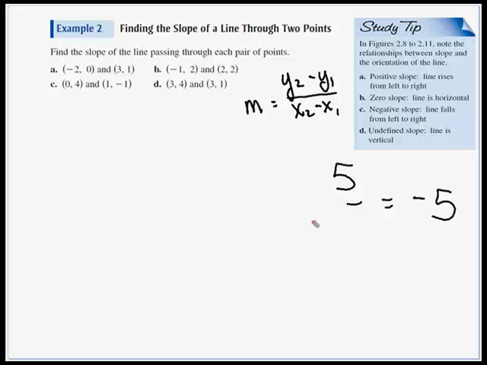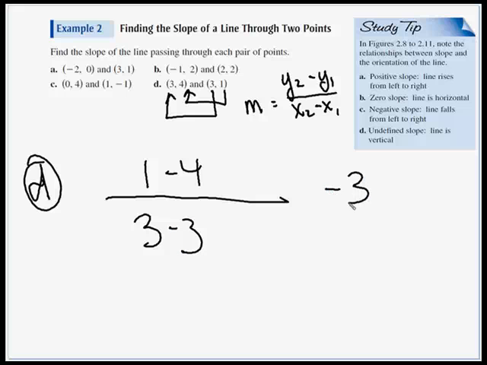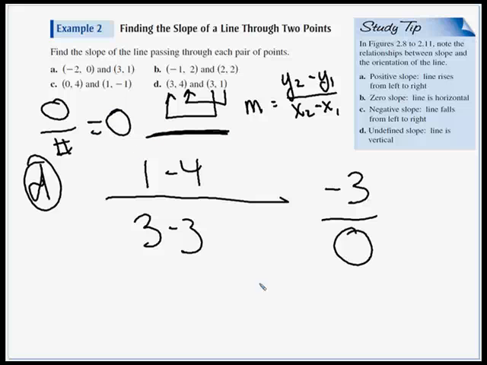Oops. Last one, letter D. Numerator, subtract the y's. 1 minus 4. Denominator, 3 minus 3. So 1 minus 4 is negative 3. 3 minus 3 is 0. Remember, when it was 0 divided by some number, that was equal to 0, and it was a horizontal line. Here, if we think about rise and run, if I give you any point to start with, you rise negative 3, you run 0. So we'd go down negative 3, put another dot, run 0.